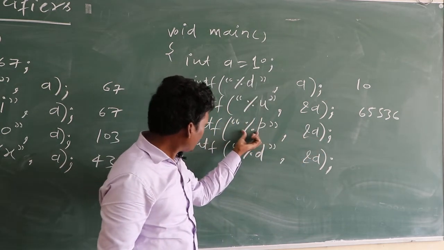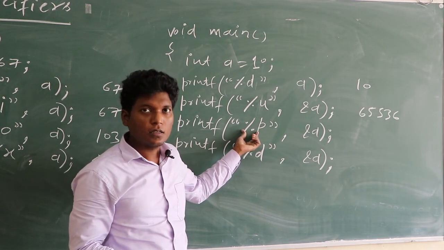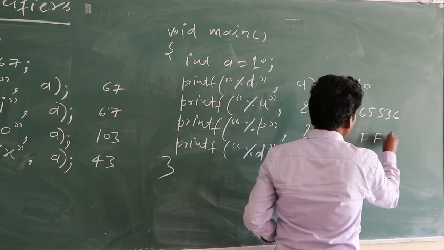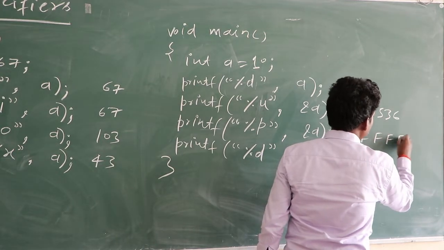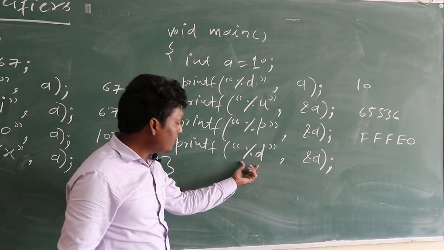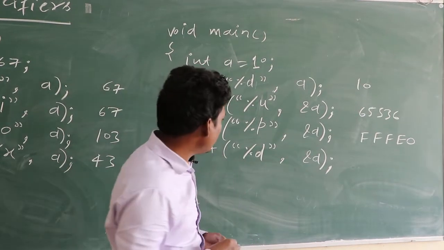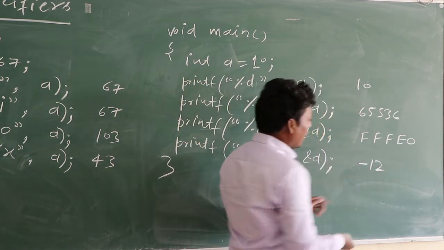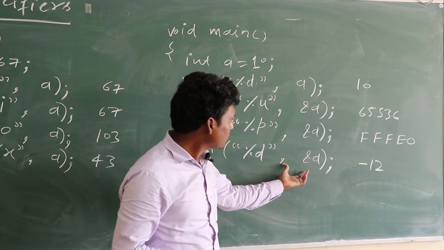Here %p basically prints the pointer address. So it will be the address. %d prints a decimal number, a signed decimal number, so it will be -12 or anything which has a sign. So this is the output.